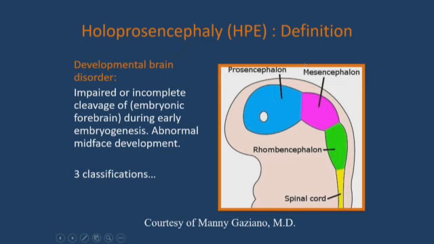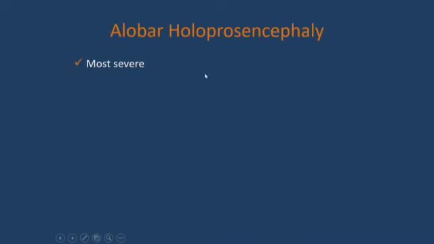And then we can move on to holoprosencephaly. It's a developmental brain disorder. You can have impaired or incomplete cleavage of the embryonic forebrain. You have abnormal midface development. So there's 3 classifications of the holoprosencephaly. So alobar holoprosencephaly is the most severe.